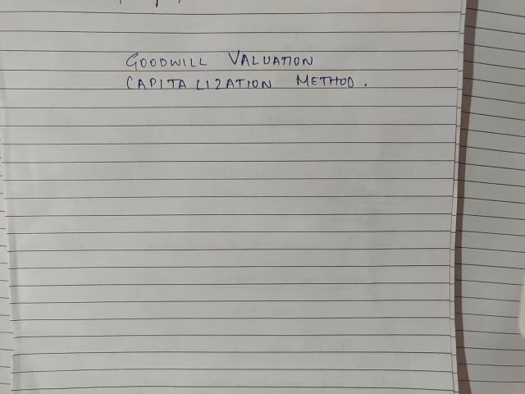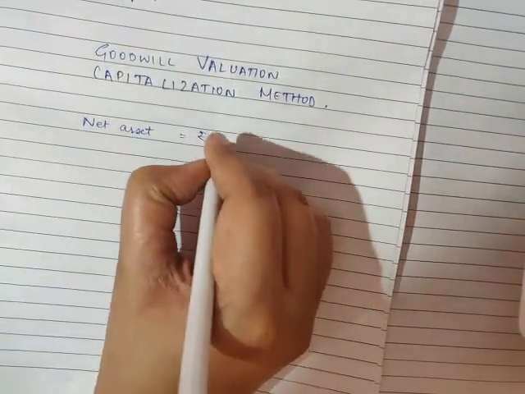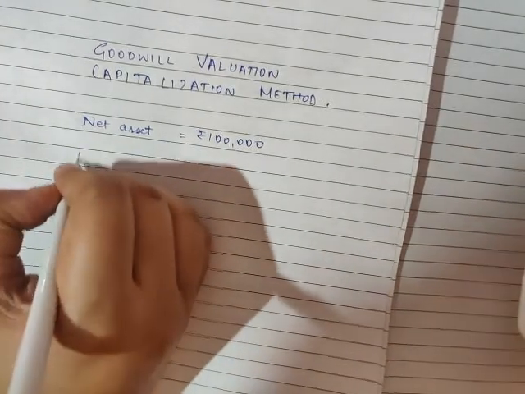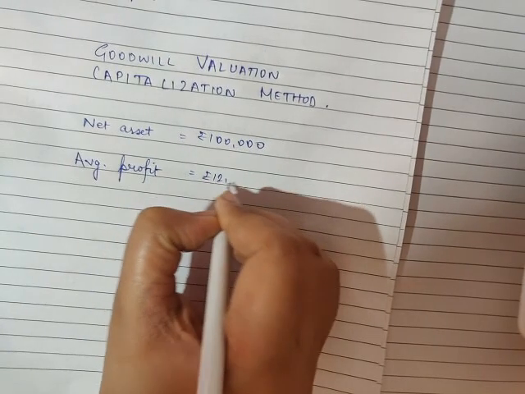Under this method, we first calculate the net assets of the company, that is the capital employed, which is the total asset minus the outside liability. Then the average profit or the super profit is capitalized with the help of the normal rate of return. Suppose the net asset or capital employed is 1 lakh rupees. The firm had earned an average profit of 12,000 rupees.